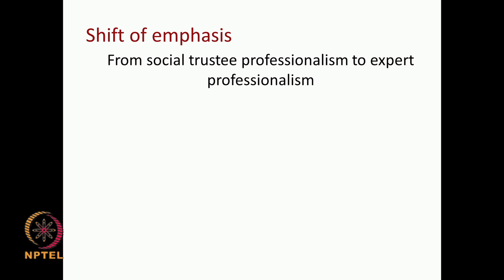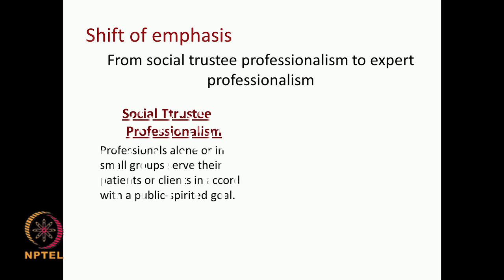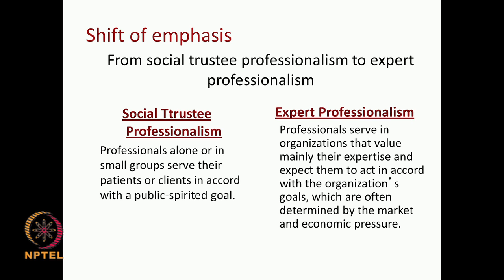from what we can call social trustee professionalism to expert professionalism. What is meant by social trustee professionalism is that professionals, alone or in small groups, serve their patients or clients in accord with a public spirited goal. On the other hand, today what we have is what can be called expert professionalism, where professionals serve in organizations that value mainly their expertise and expect them to act in accord with the organization's goals, which are often determined by the market and economic pressure.